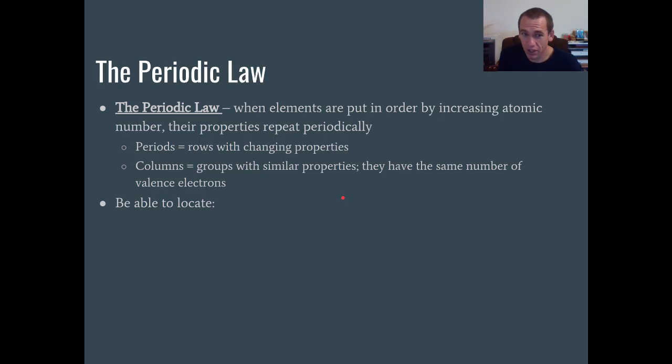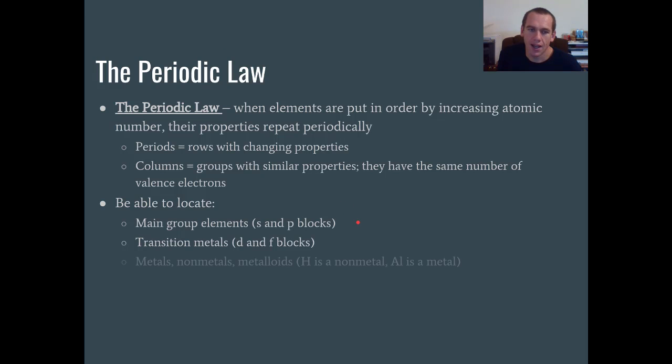On the periodic table, there are certain groups that you should be able to recognize. The main group elements, which are the S and P blocks, so first 2 columns, last 6 columns. The transition metals and inner transition metals, which are the D and F blocks. The metals, nonmetals, and metalloids, I'll show you that in a second. Metals are generally on the left side of the table, nonmetals are on the right side of the table, and there is a zigzag line that separates the metals from the nonmetals. Those are called the metalloids or semimetallics.